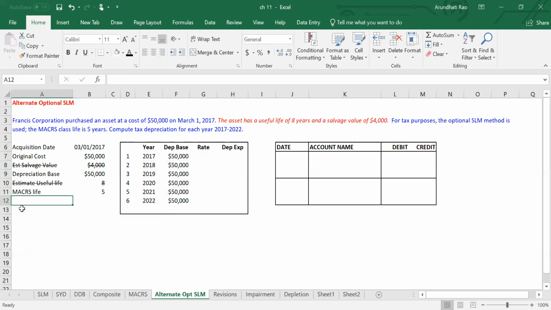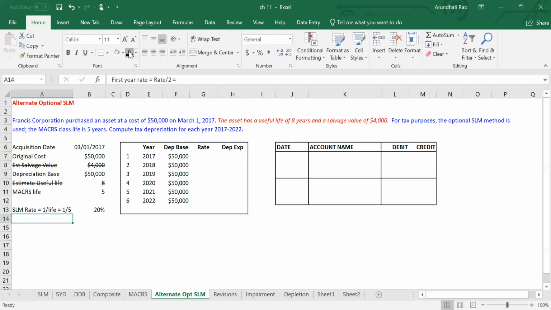So let's see how we're going to calculate the rate of depreciation. The rate of depreciation we have is the straight line method. The rate of depreciation is 1 divided by life. In this case, 1 divided by life is 5 years. And I will calculate that to be 20%. 1 over 5 equals 20%.